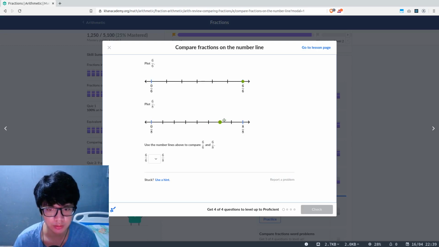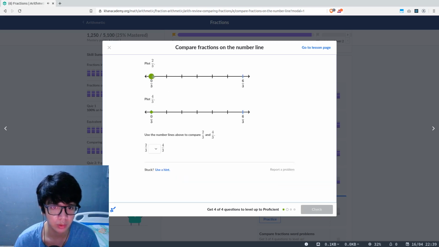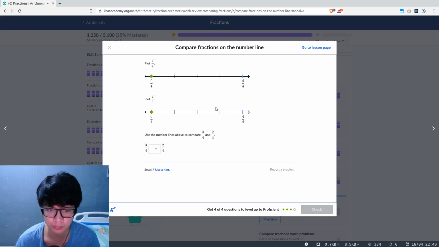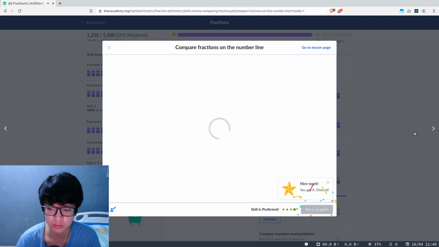Okay, 6/8. 2/3. Okay, that's clearly 6. So this is, wait, what? This is 3, 3. So 2/3. 6, 3. You have 4/3. 4/3 great. 4/6 is 4/6. 4/4. Okay, 4/4 is greater than 3/4, and we have 2/4. So it's gonna be 3/4. Let's go.